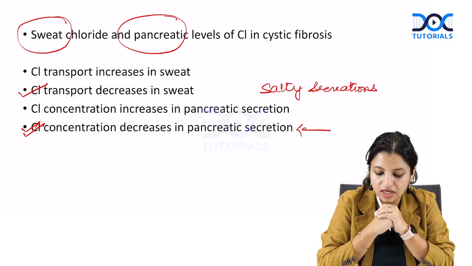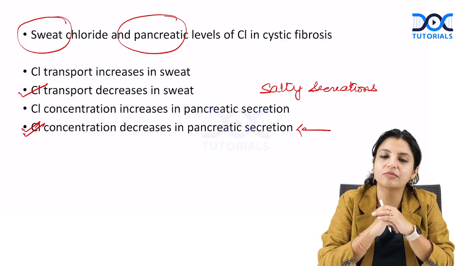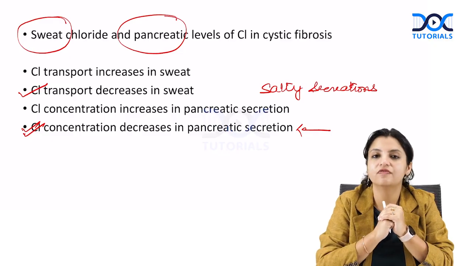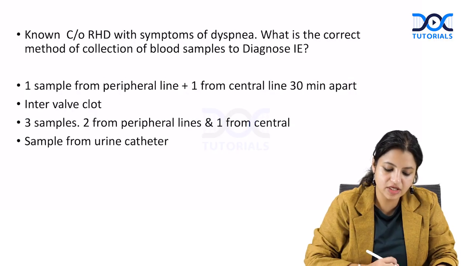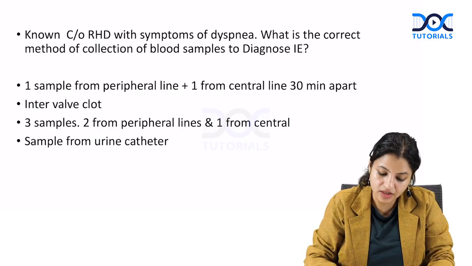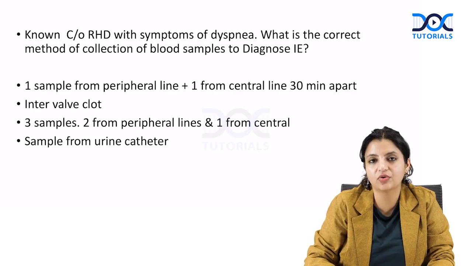So that is the classical feature of cystic fibrosis. Remember, cystic fibrosis is an autosomal recessive disorder, which you should be very clear with, right? Now let's come to the next option. Okay, so in a known case of rheumatic heart disease, there is dyspnea. What is the correct method of collection of blood sample to diagnose infective endocarditis?